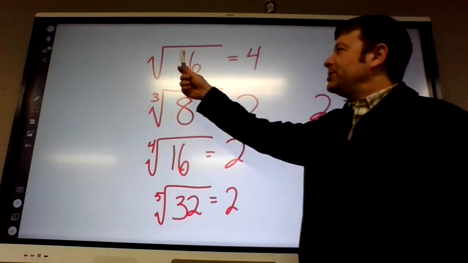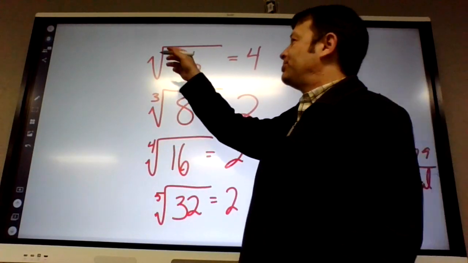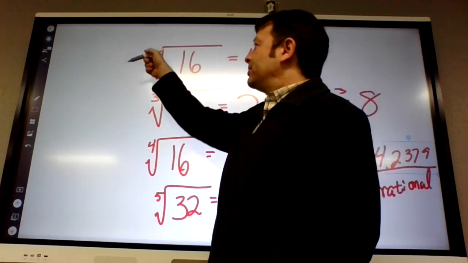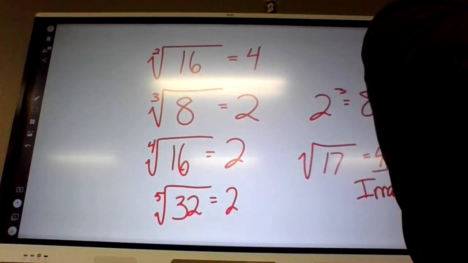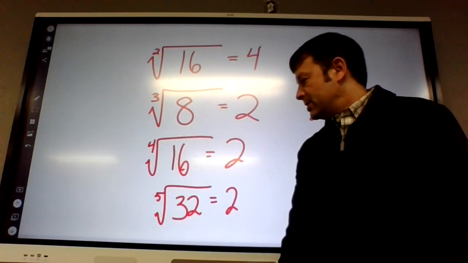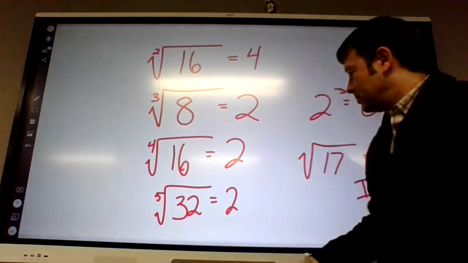Why doesn't this one have a number on it and these do? Well, I guess because this one's the most common. If it did have a number, you guys know what number would be up here? 2. Because what squared equals 16? What's the square root of 16?